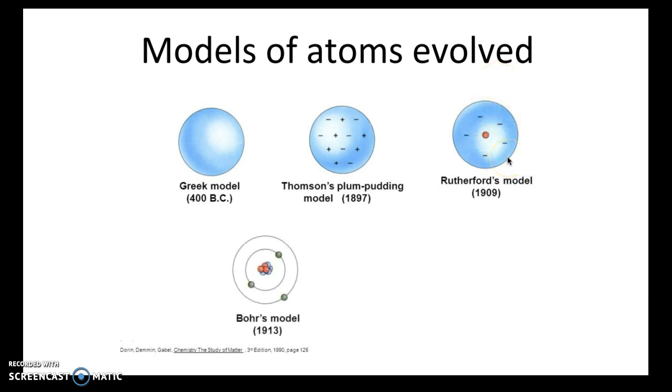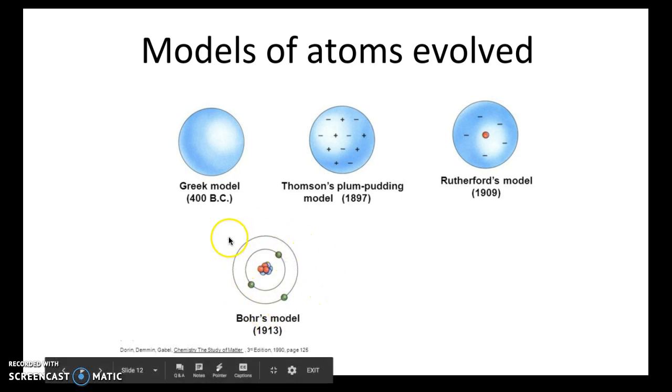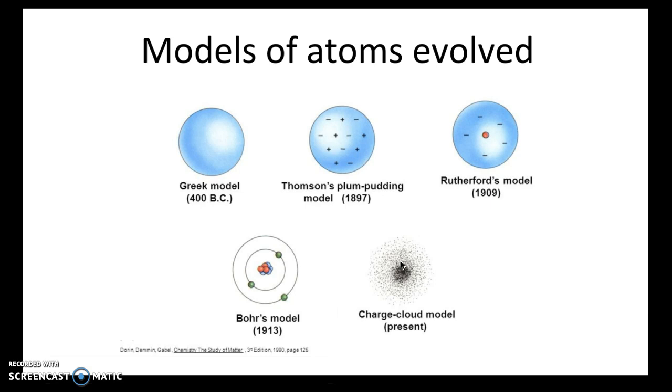And then there was the Bohr model, where neutrons were discovered, and you have the protons and neutrons now in the nucleus, and electrons are orbiting around the way planets orbit around a sun. Electrons orbit around the nucleus. And then the cloud model, which shows you where the electrons are moving really, really fast.